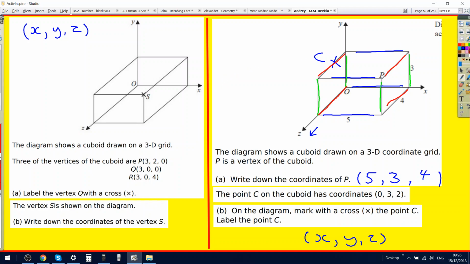All right. So I think here I need to go 3 across on the x-axis. Mm-hmm. Is that just the point for Q? That's it, yeah. Okay. And then the vertex S.